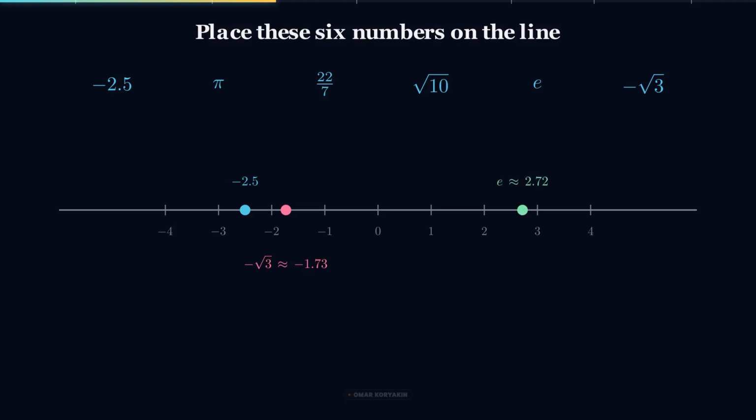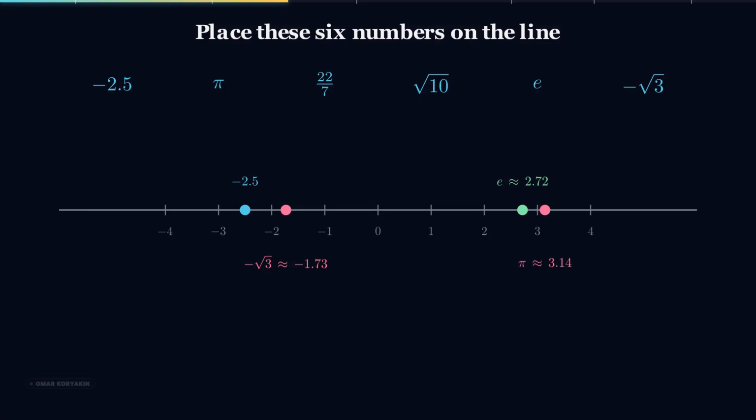The constant e, also called Euler's number, is about 2.718. So e sits between 2 and 3, but much closer to 3. A green dot lands there with the label e approximately equal to 2.72.